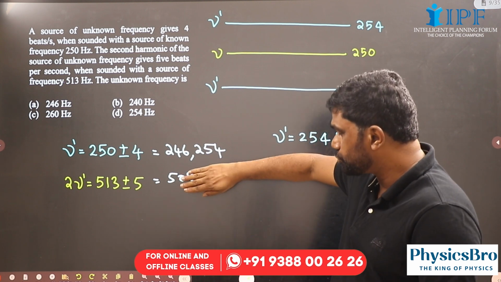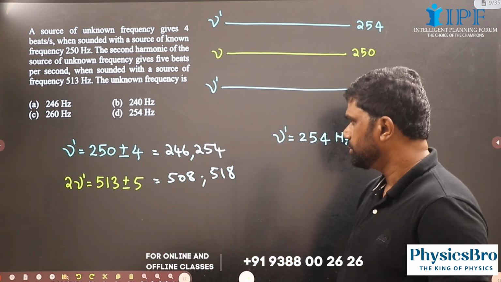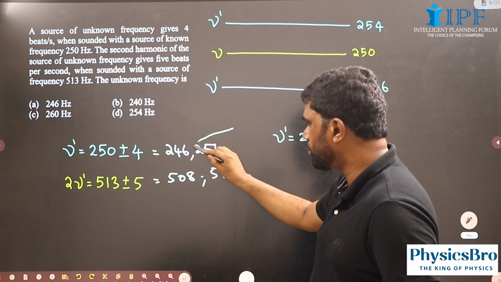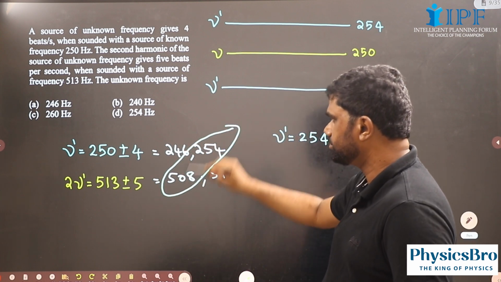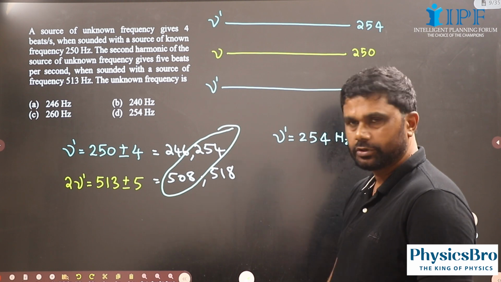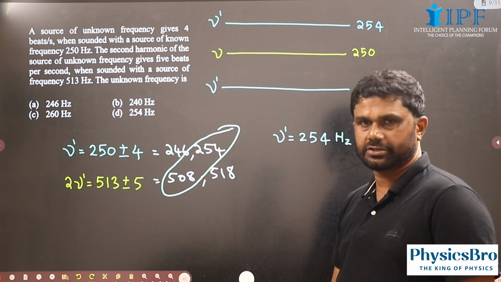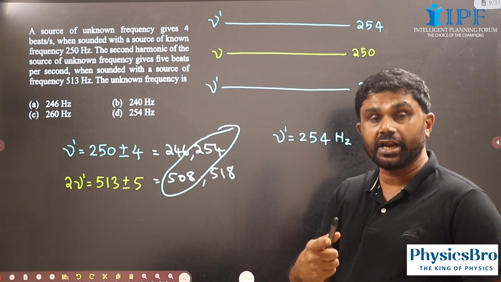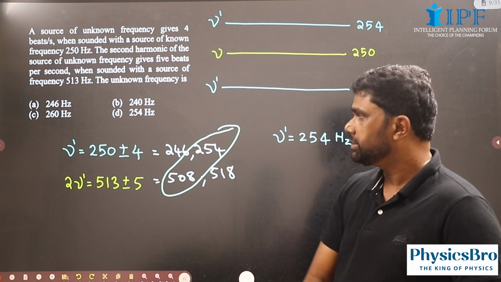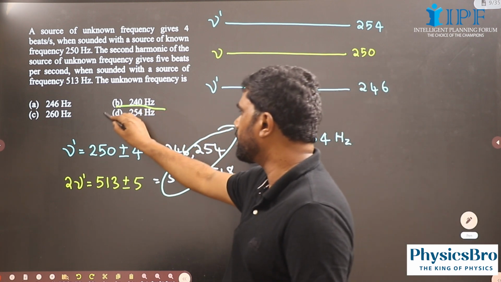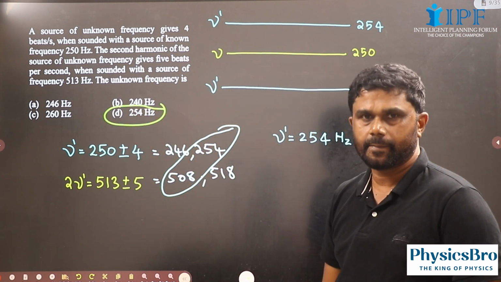See, this thing should be twice of this one. So there is only one pair that is like this. Nu dash is 254 and 2 nu dash is 508. So the original unknown frequency must be nu dash, that is equal to 254 Hertz. This one.